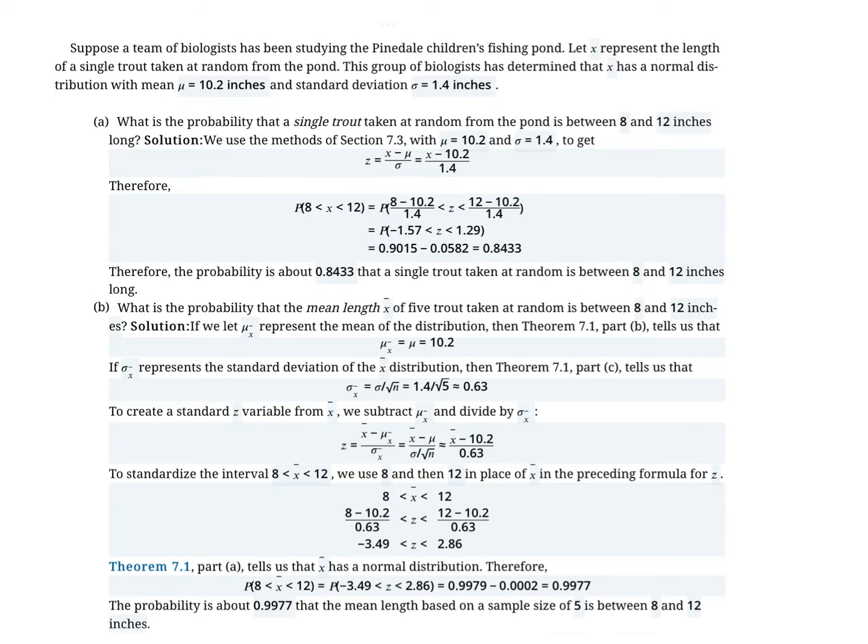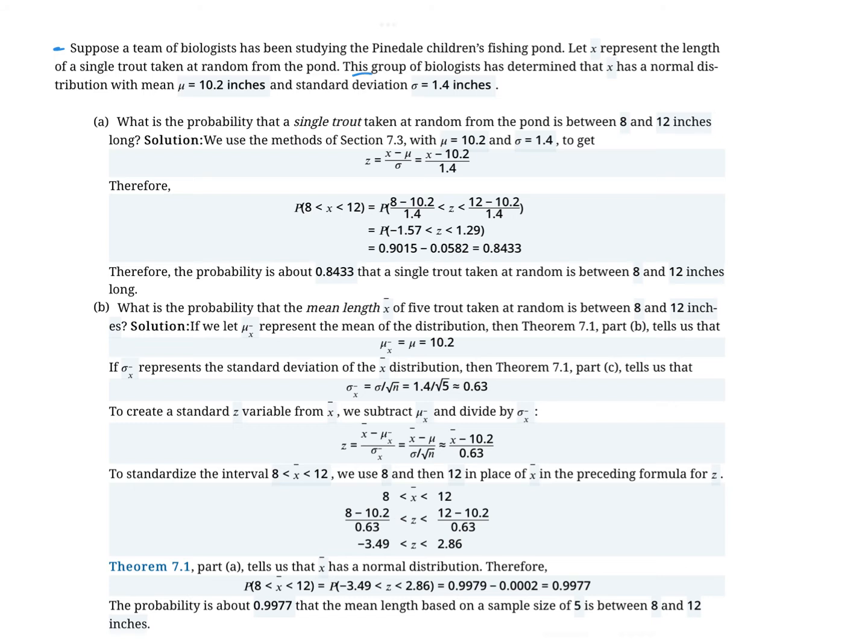This example, hopefully, will tell you the difference between 7.3 and 7.5, excuse me. So let's read. Suppose a team of biologists have been studying the Pinedale Children Fishing Pond that we talked about in 7.4. Let X represent the length of a single trout. Guys, that's 7.3. A single trout is raw data. That is what you just took your test and quiz on, taken out at random from the pond.